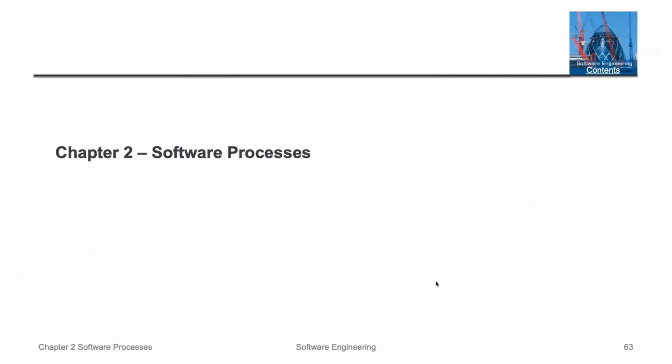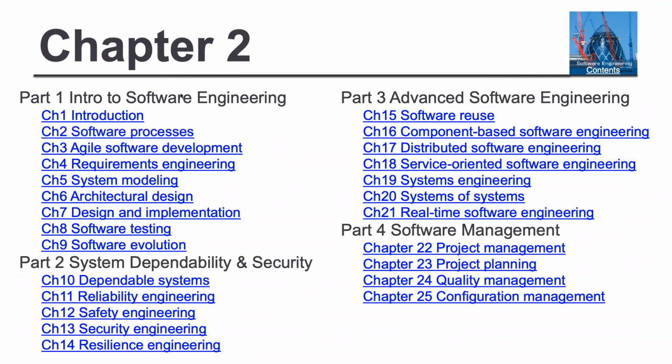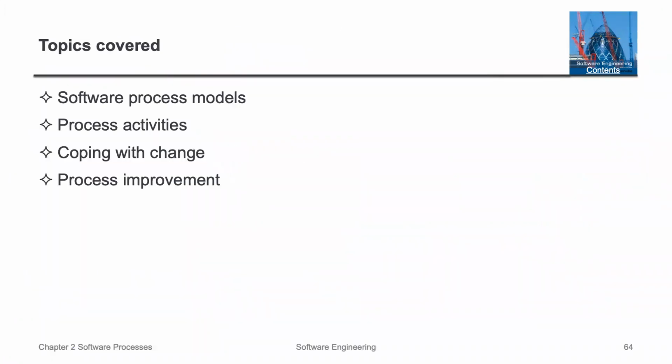Today we're going to be going over the second lecture in this textbook, Software Processes. This is continuing on in this section that's focusing on the introduction to software engineering. We did a basic introduction, and now we're going to get into a little bit more specifics about what a software process is and what that looks like.